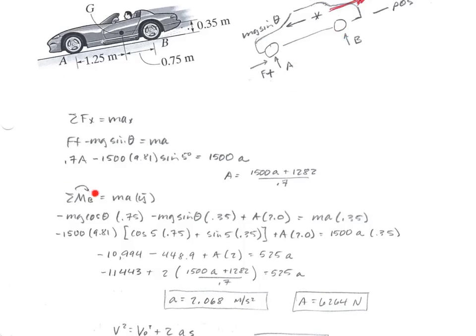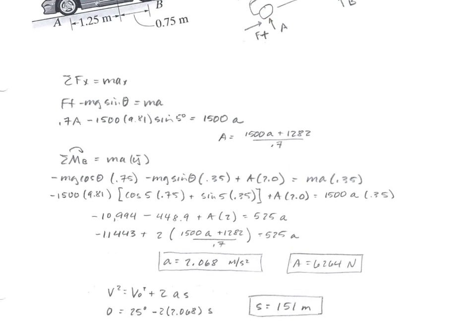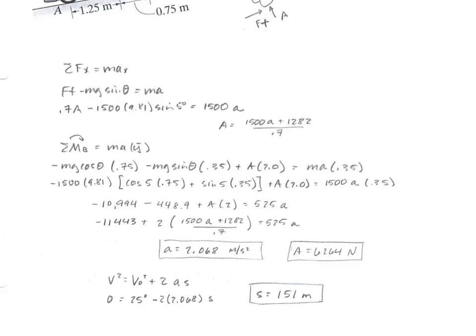Let's define a positive direction. I'm going to go this way is positive, so let's put this back down a little bit. This mg cosine theta and mg sine theta are going to be both negative. Then A times this lever arm is going to be in the positive direction, and then the MA vector will be positive. When we do that, we can do two equations, two unknowns, and find the acceleration is 2.068. To find the stopping distance, this is a constant acceleration equation, and you can find that.